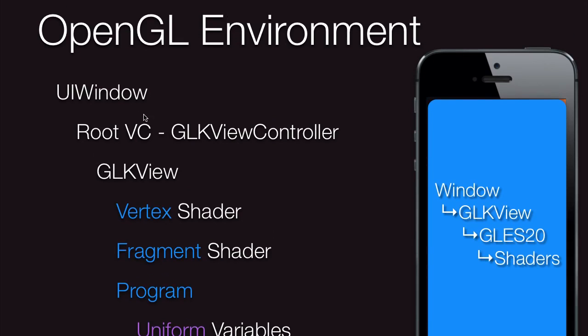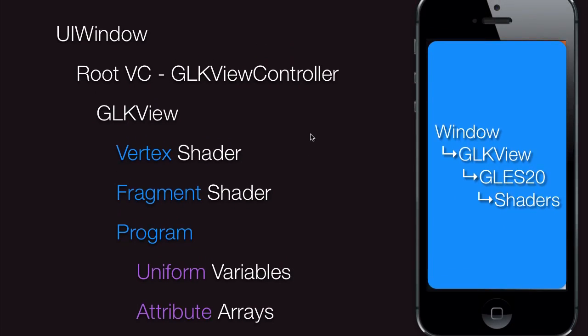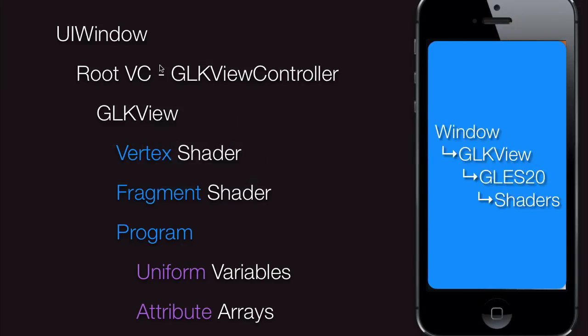So in OpenGL, this is how we broke it down. The parts that you write are the vertex shader, the fragment shader, and the program. And you pass in uniform variables or attribute arrays. And then the top three, the UI window, the root view controller, the GLKit view controller, and the GLK view, those are the tools that Apple provides to allow you to use OpenGL on iOS.